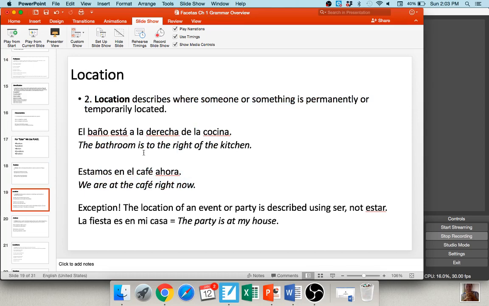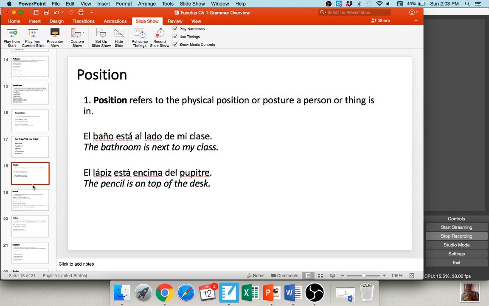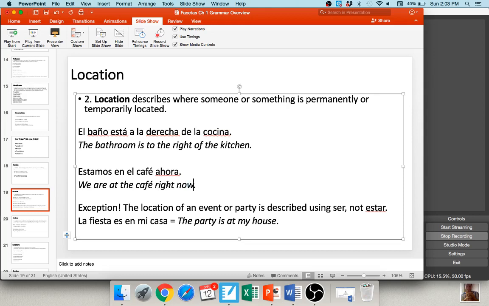Another example, position and location kind of go hand in hand here, but we could say that estamos en el café ahora. That's our current location. We are in the cafe. Or estamos en Tennessee ahora. We're in Tennessee right at this moment. El baño está a la derecha de la cocina. The bathroom's to the right of the kitchen. These are all describing locations.